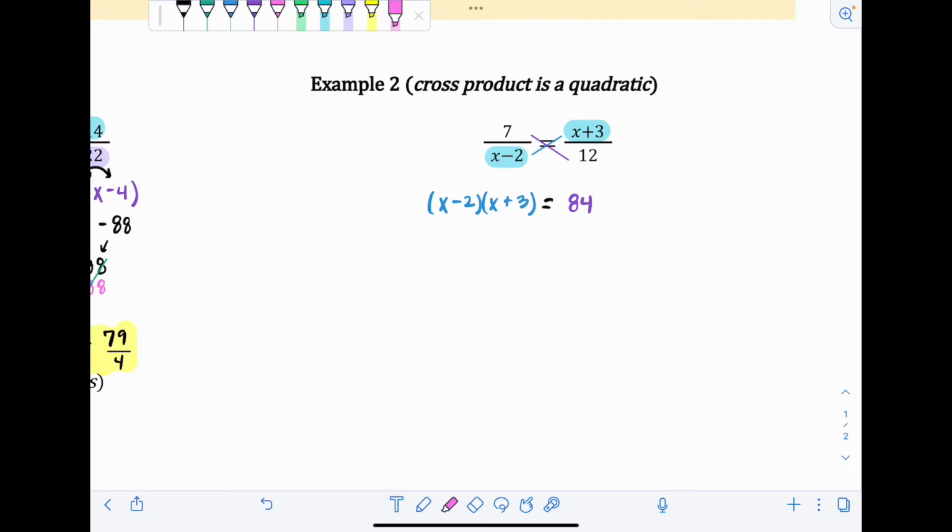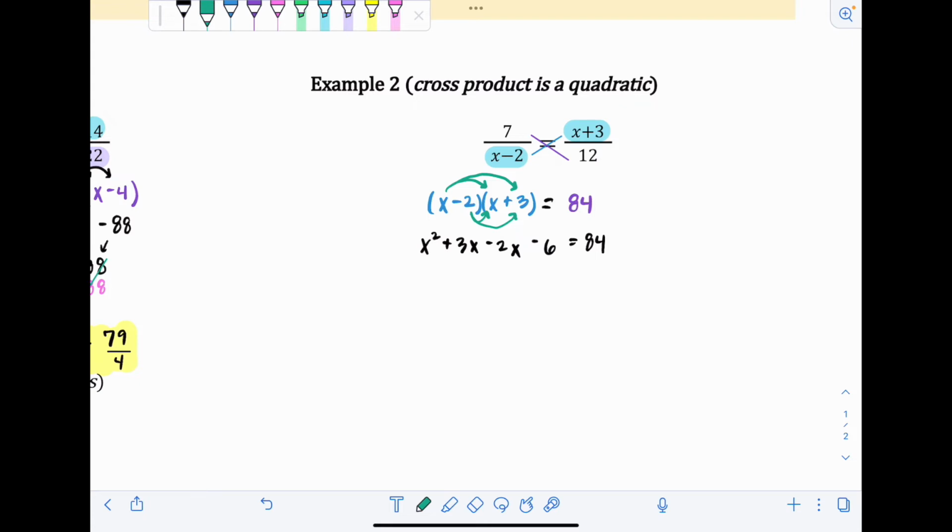I'm going to go ahead and FOIL. So we multiply the first term in each parentheses. So x times x is x squared. And then the outer x times 3 would be a positive 3x. And then the inner terms, negative 2 times x is negative 2x. And then the last terms, negative 2 times 3 is negative 6. And then I bring down my 84.